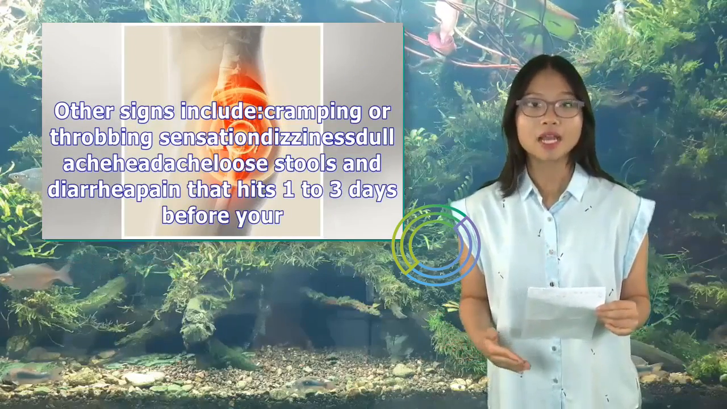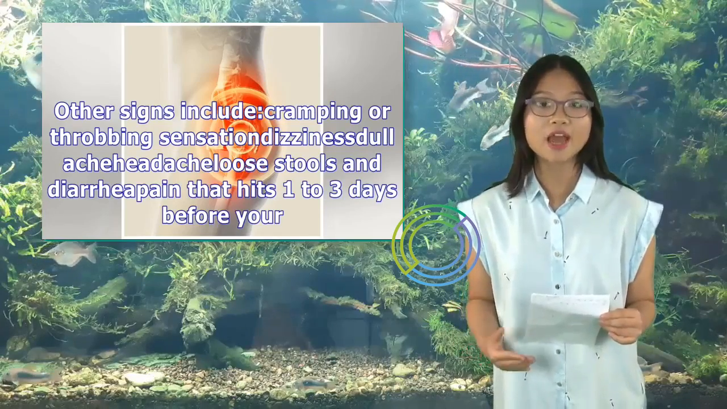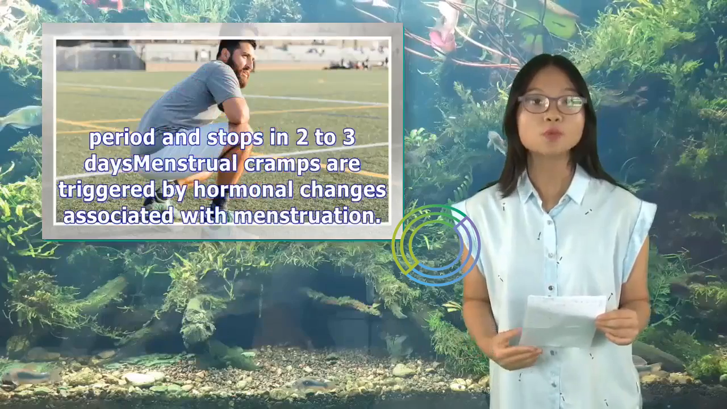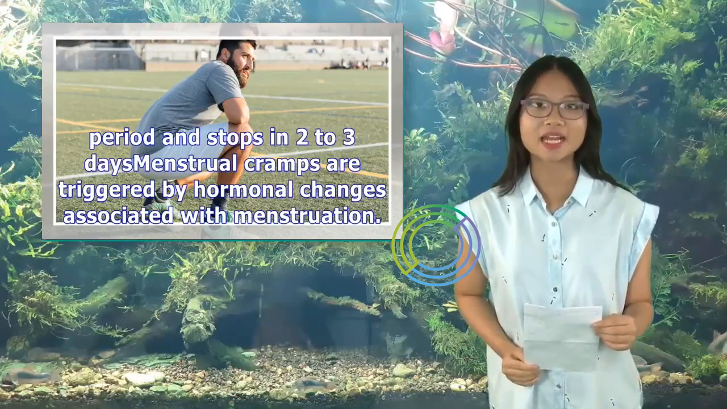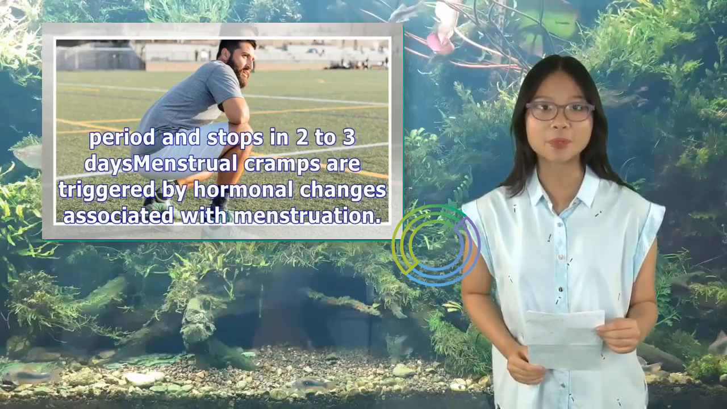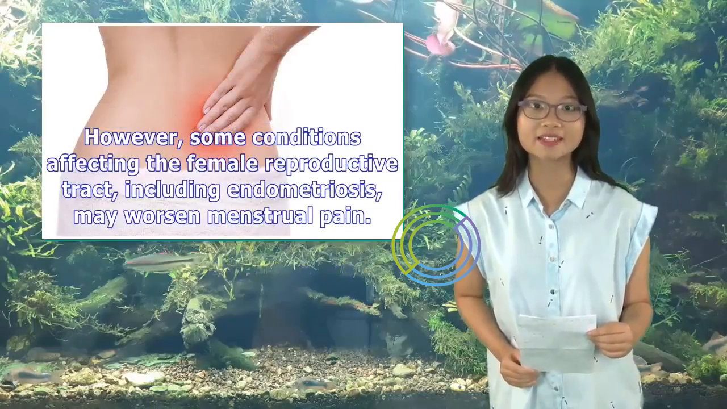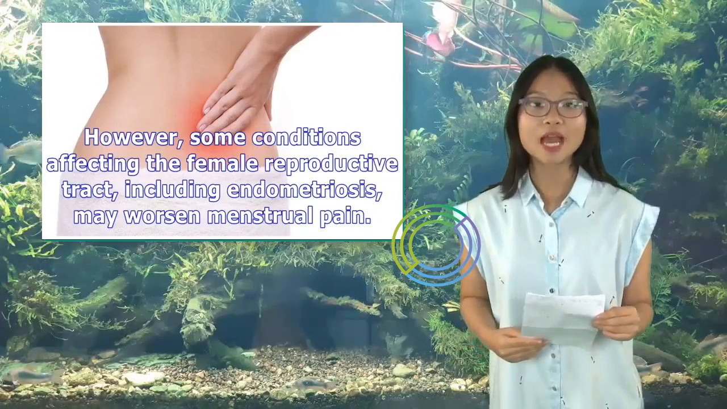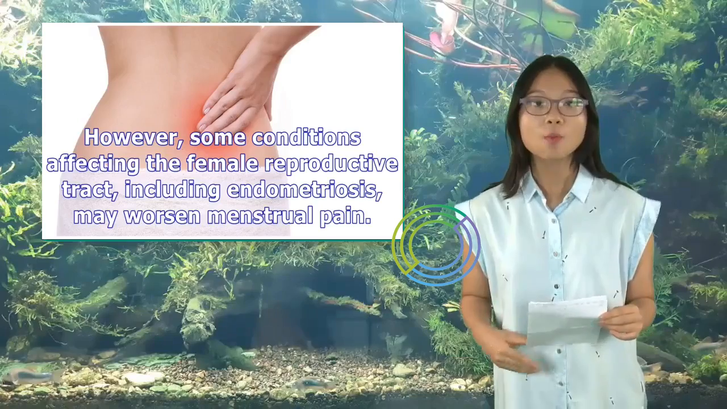Other signs include a cramping or throbbing sensation, dizziness, dull ache, headache, loose stools, and diarrhea. Pain hits 1 to 3 days before your period and stops in 2 to 3 days. Menstrual cramps are triggered by hormonal changes associated with menstruation. However, some conditions affecting the female reproductive tract, including endometriosis, may worsen menstrual pain.